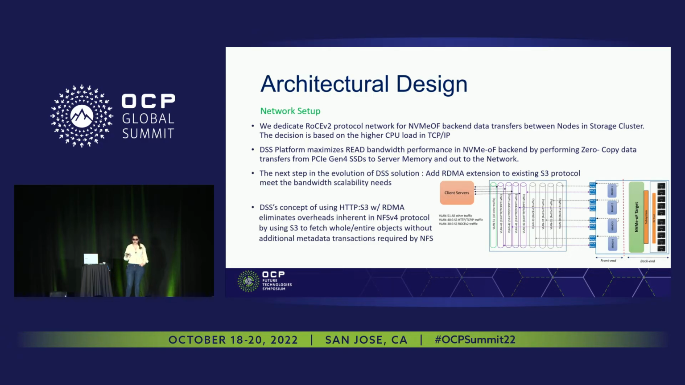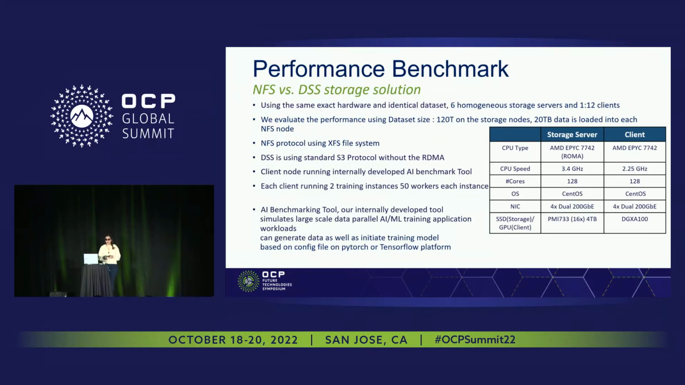This DSS, as we talked about, is more for read bandwidth performance in NVMe. So the NVMe backend performs the zero copy data transfer from the PCIe Gen 4. The next step for us is to add the RDMA extension to the S3 protocol. So right now, by using the HTTP S3 over RDMA, we are eliminating the inherent NFS version 4 overhead, by using S3 and fetching the whole data and the entire object without the additional metadata transactions done by NFS.